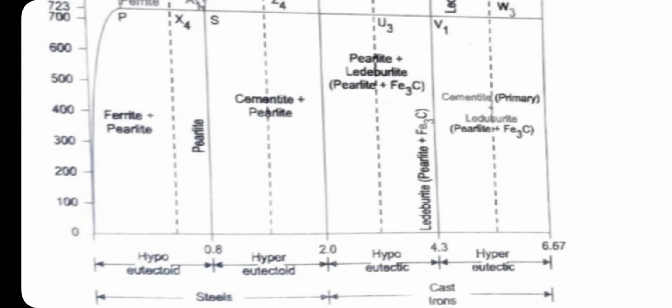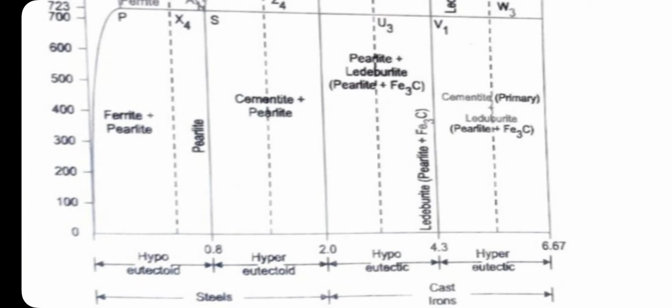Remaining is iron. So 6.67% carbon, remaining is iron. So this diagram can be divided into 2 parts: up to 2% it is called steel, and 2 to 6.67% it is called cast iron. Up to 0.8% carbon it is called hypoeutectoid steel. 0.8 to 2% carbon steels are called hypereutectoid steels.